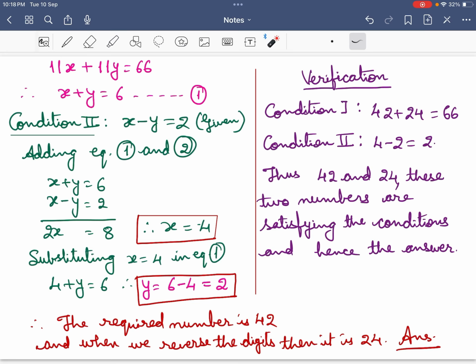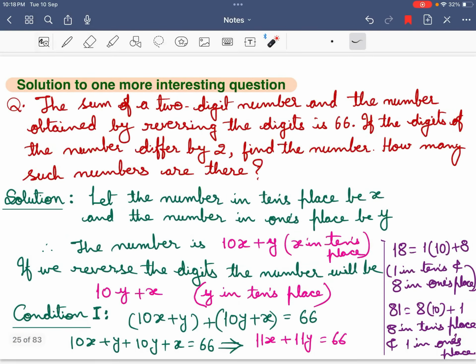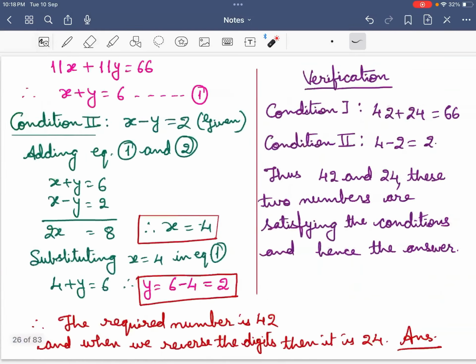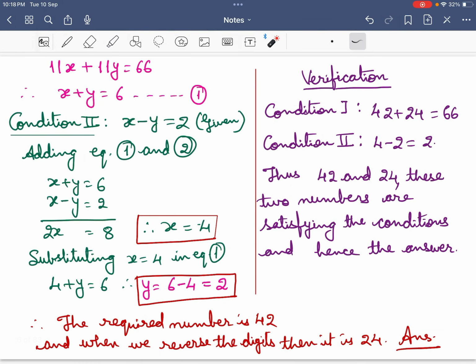Now condition 2 is given that the difference between two digits is 2. Given in the question, if the digits of the number differ by 2, right? So the mathematical representation will be x minus y is equal to 2. So this will be our equation 2. Let me mention it as equation 2, please.